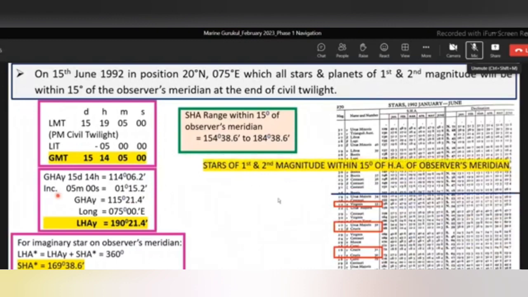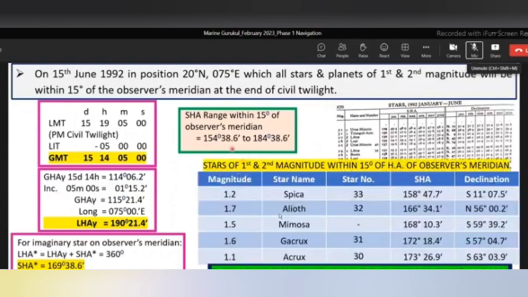Calculate these stars then. Stars of first and second magnitude. If any of the 4 planets listed there have their SHA in this range, we find that none of the 4 planets have the SHA. Nautical Almanac for 15th June. On the left side, right bottom corner, we have the information for the planets. We see if any of the 4 planets listed there have their SHA in this range. We find that none of the 4 planets have the SHA falling in this range. Therefore, there are no planets with SHA in the given range or within 15 degrees of observer's meridian as required by this question.